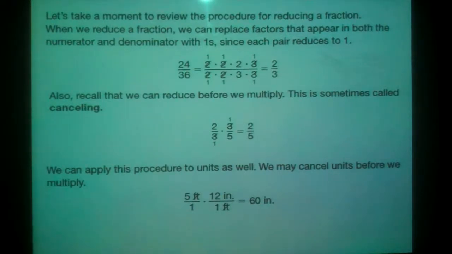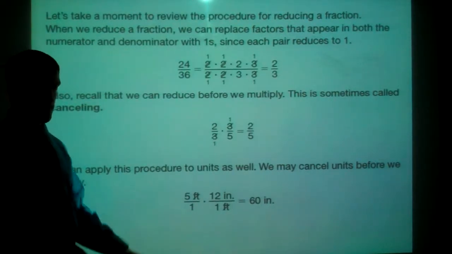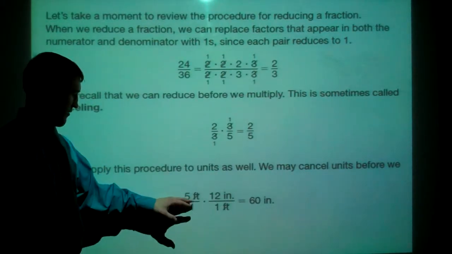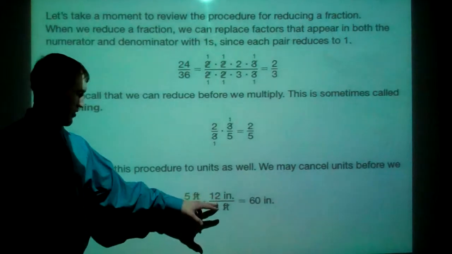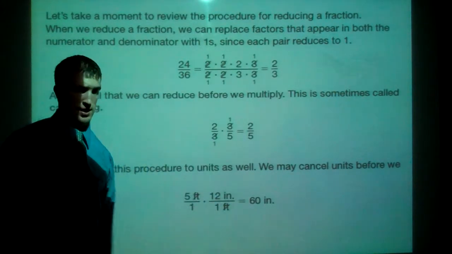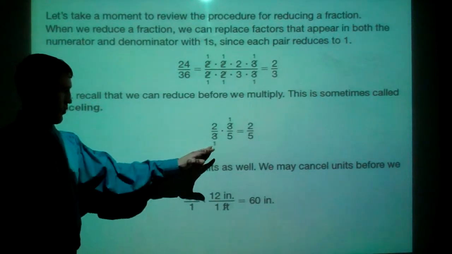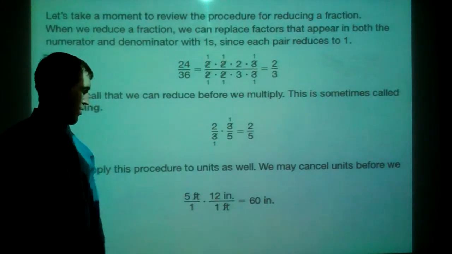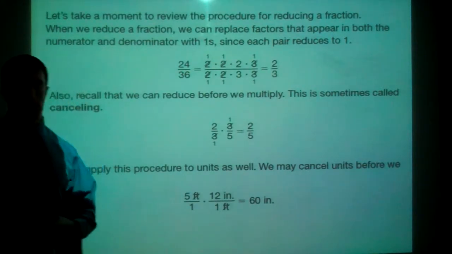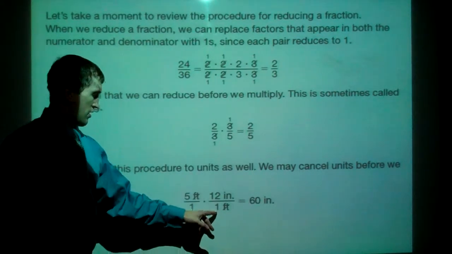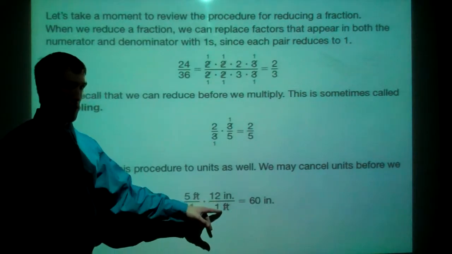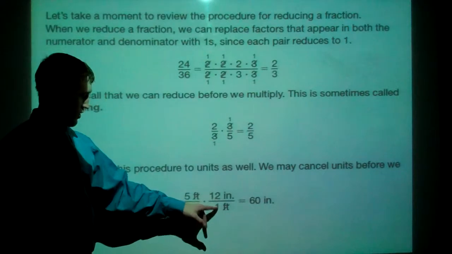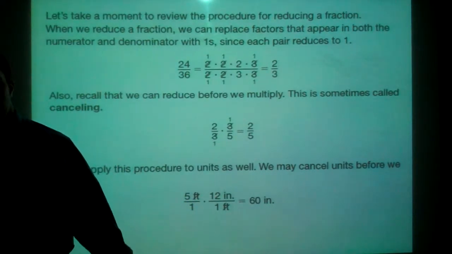So for instance, this is a conversion. This is an example of something we're going to do. 5 feet times 12 inches over 1 foot equals 60 inches. So just like we did here, we canceled out the 3's, we can cancel out the feet, and we're left with 12 inches. Now this should make sense, because in 1 foot there are 12 inches. So really, we're multiplying by 1 here, because 1 foot is 12 inches. These two things are the same, even though they have a different label.